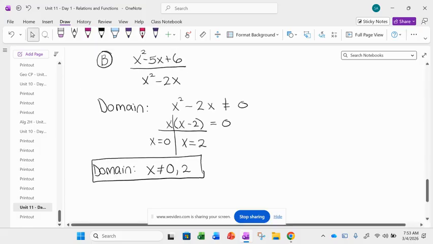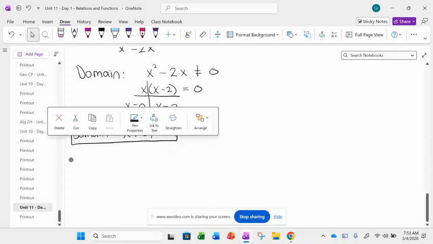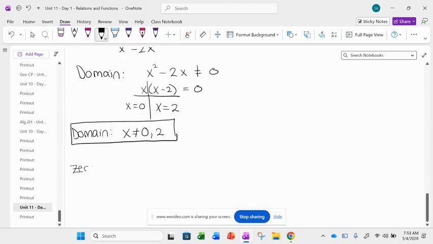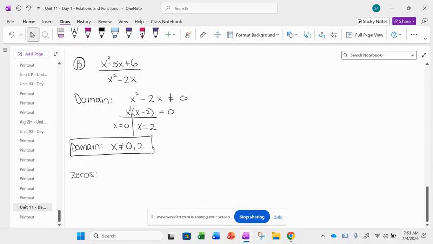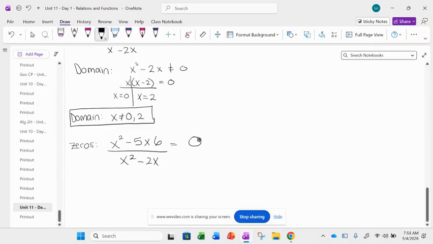Okay, next part is the zeros. So when will we have a 0? When will our graph cross the x-axis? What value of x will give us an output of 0? We're going to take our function and say we need an output of 0. Set it equal to 0. Treat this like a proportion and cross multiply.